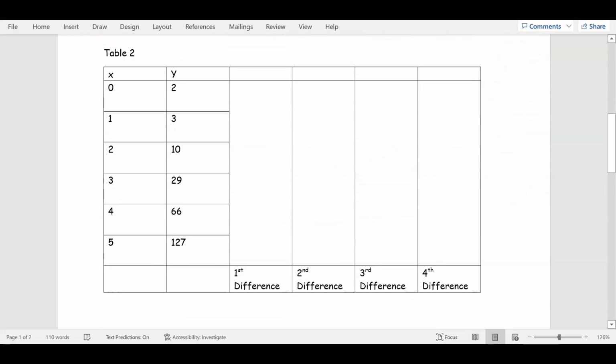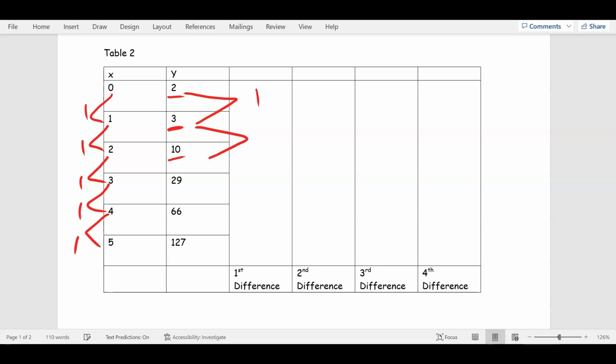Table 2. Now, you'll notice the left-hand side is, again, the same. 1, 1, 1, 1, 1, right? Well, once again, we're going to find the difference all the way down. So, again, bottom minus top. 3 minus 2 is 1. 10 minus 3 is 7. 29 minus 10, 19. 66 minus 29 is 37.